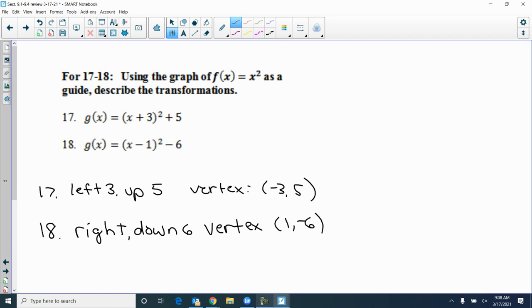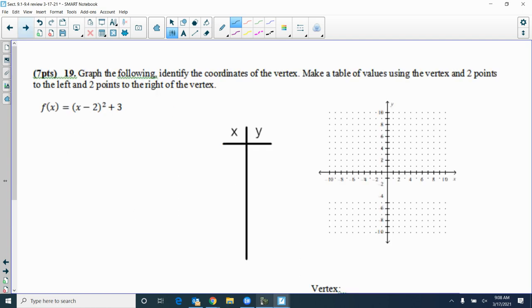We got time. What were the numbers at the top of the other page? 12 and 13, you graph one way, and then you follow the directions to graph this one slightly different. Now, it says graph the following, identify the coordinates of the vertex, make a table of values using the vertex and 2 points to the left and 2 points to the right. Really, you should be able to tell me the vertex right off the bat, based upon which way it's moving. Jay Lee, do you know how to tell where the vertex is?